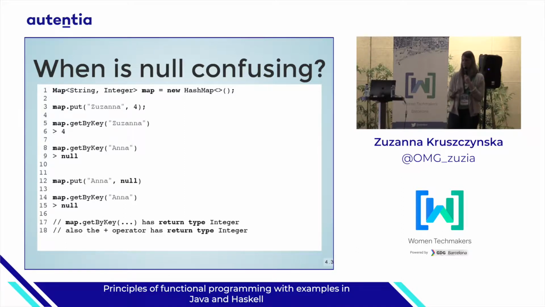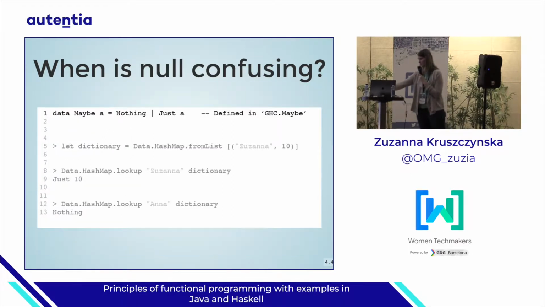getByKey has cases when it will return null, and the plus doesn't. But from the outside, the type signature is absolutely the same. So this is something that I think is quite dodgy. You would like to trust your type system, but there are ways that it can mislead you. Now I want to show you how this is handled in Haskell, and then you'll probably also see how this was sort of fixed in the latest Java features that are functional style. So let's see some Haskell.